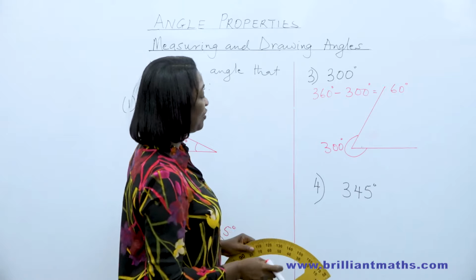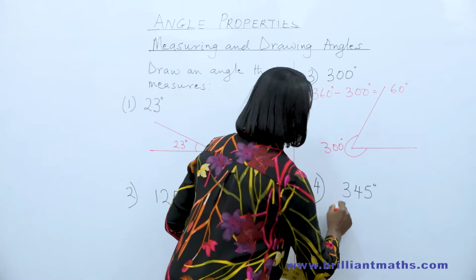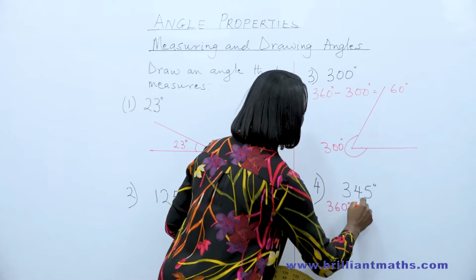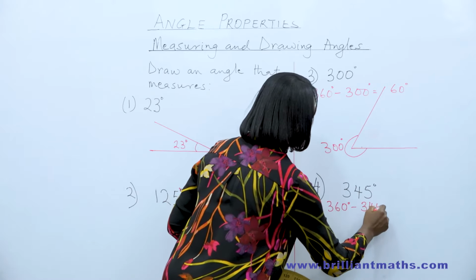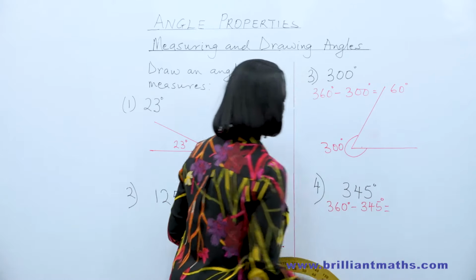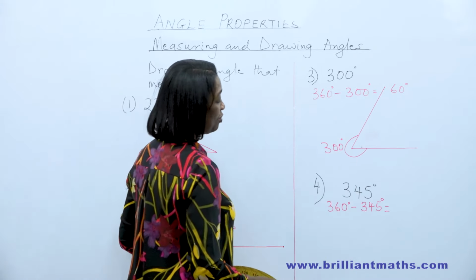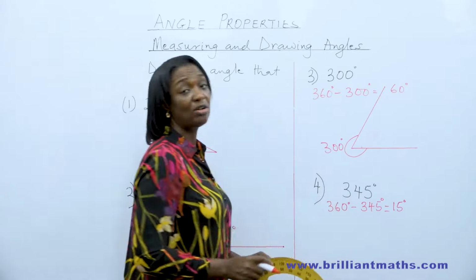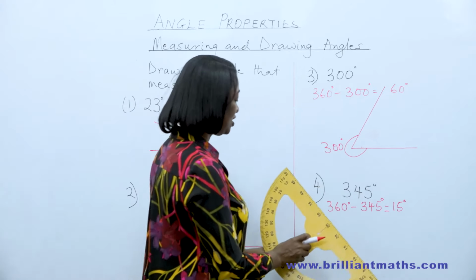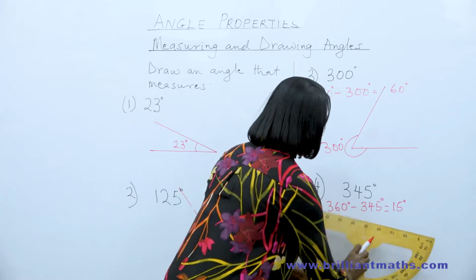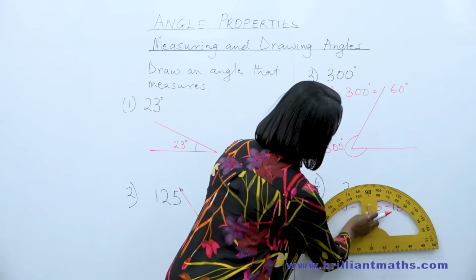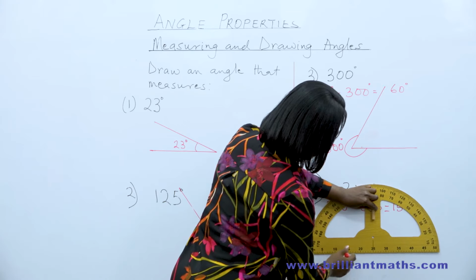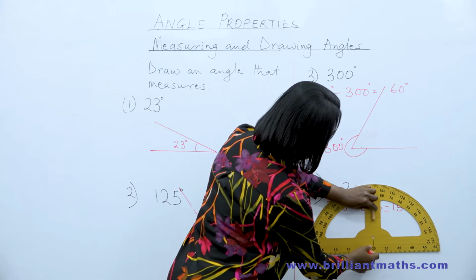So 345 degrees, the same thing. We'll subtract 345 from 360. And what do we have? That will be 15 degrees. So we're going to draw an angle of 15 degrees. I'll do that here. Center of my protractor.